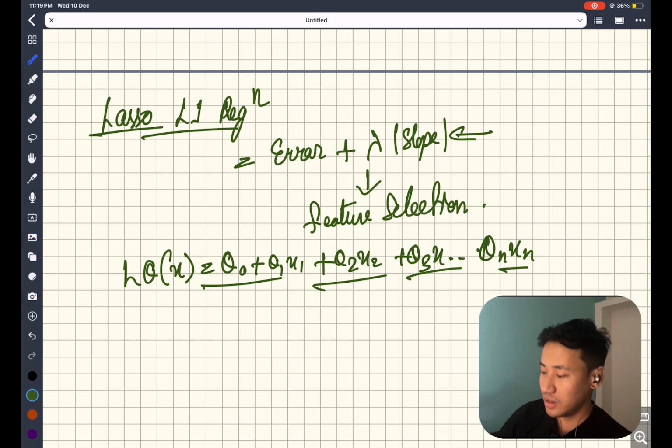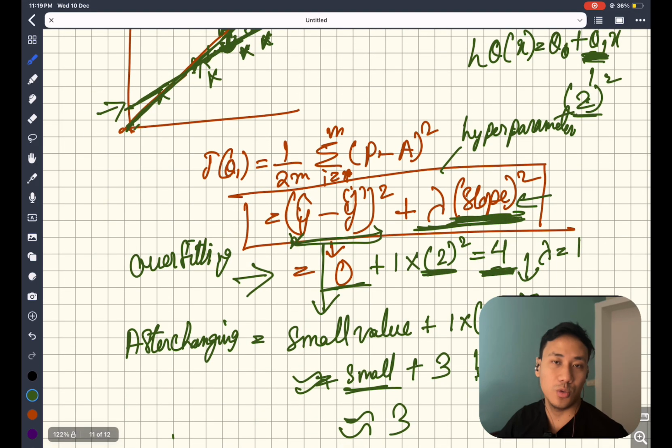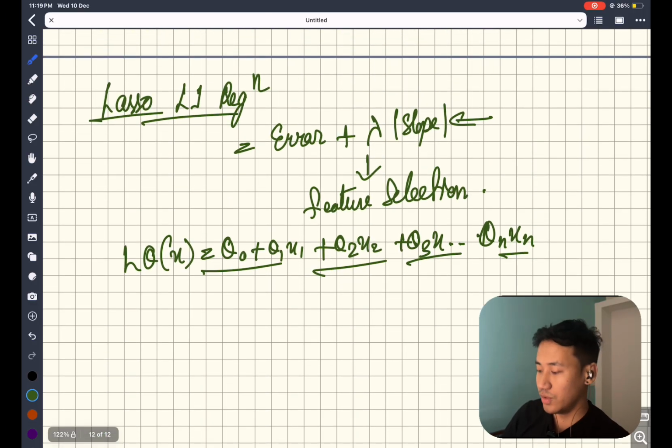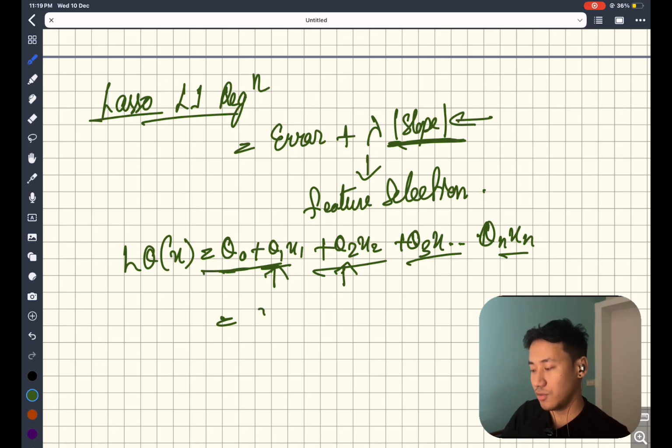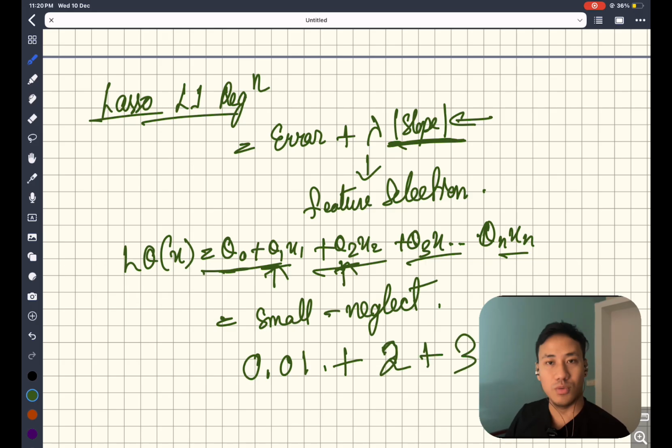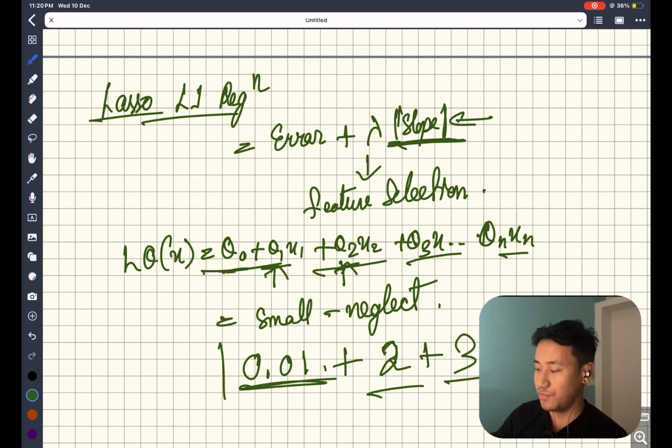While in ridge, what we were doing was slope square. What the slope square does is it increases the value, it multiplies the value. But here in lasso we won't do squaring, rather we will just take the mode of it. We will just take the important features that should be taken. If it is too small, we'll just neglect that. For example, let's say one theta is 0.01, and let's say one slope is 2, or let's say 3. So these two features will be taken and this feature will be neglected. In this way it helps us to do feature selection.